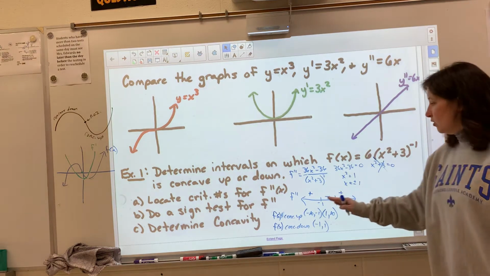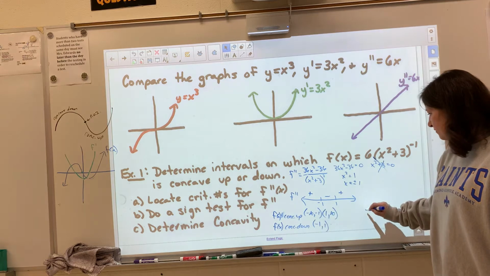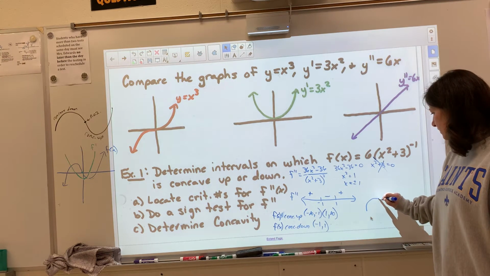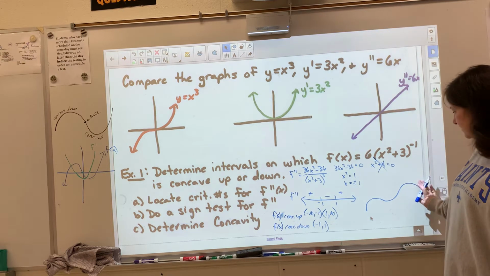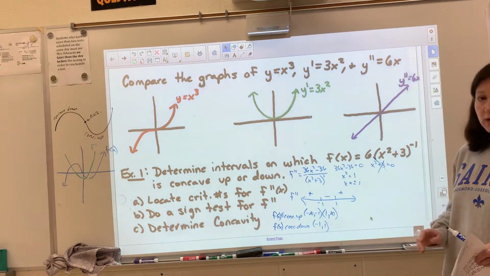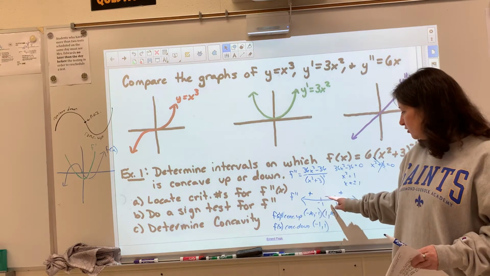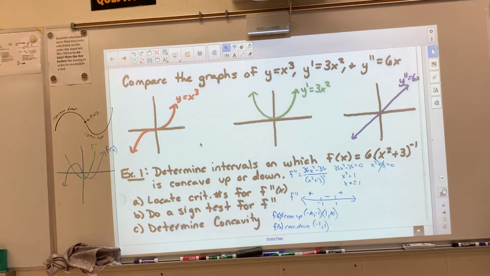That means the original graph is curving down, then it's curving up, then it's curving down again. Of course, I don't know if this thing is increasing or decreasing because we don't know anything else about it, but we do know it curves up, then it curves down, then it curves up again. So let's go on to the next page.